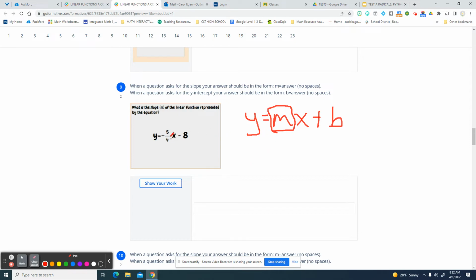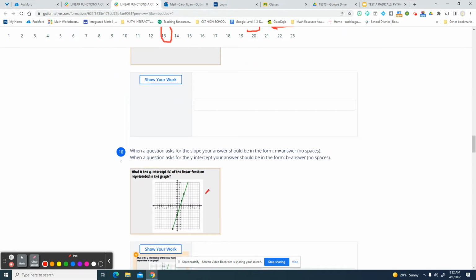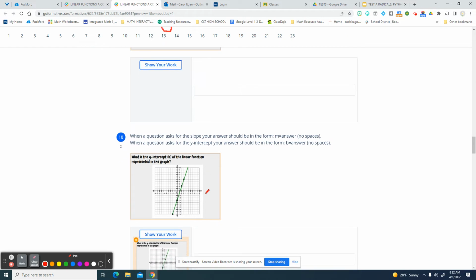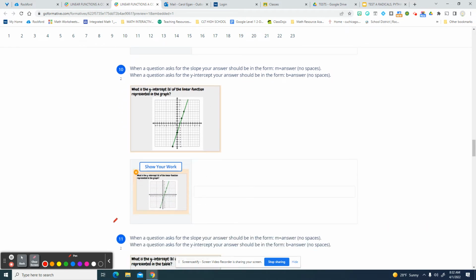But in this case, your m, or your number right in front of x, is right here, and your answer should be -5/4. So there's no additional math to be done there. It was literally just recognizing it from the equation. Now, you need to make sure the equation is in the same form, and it is y equals an m, an x, and a b. Okay, let's move on and do y-intercept.